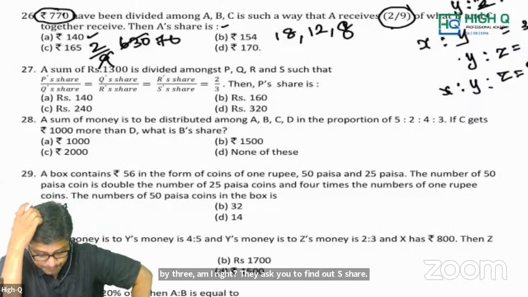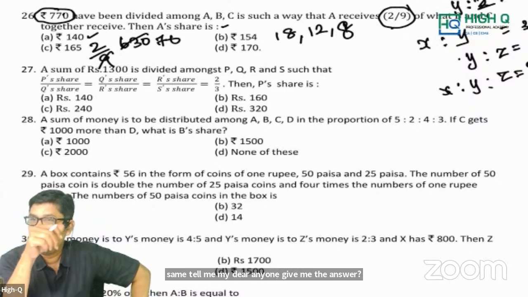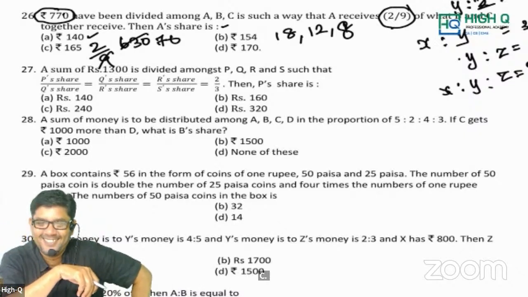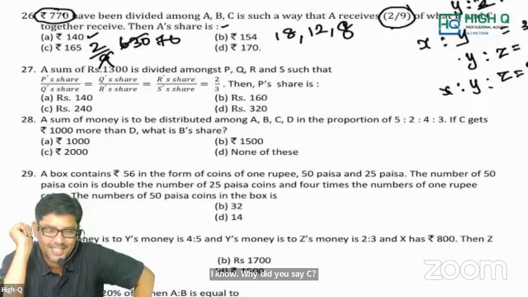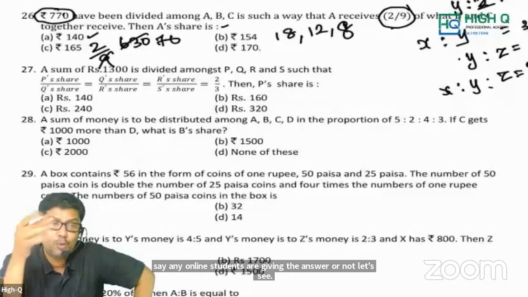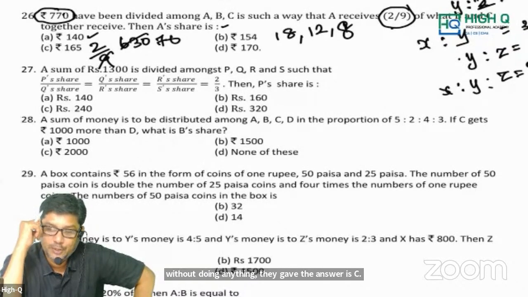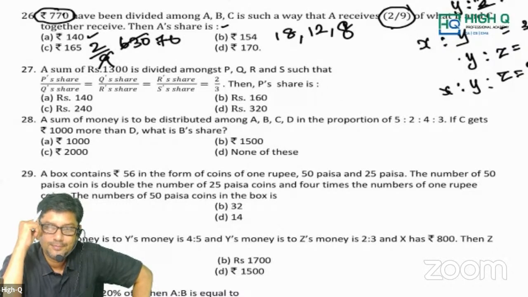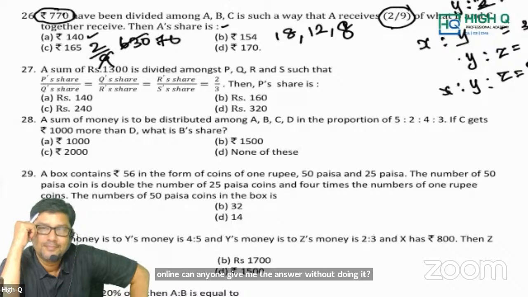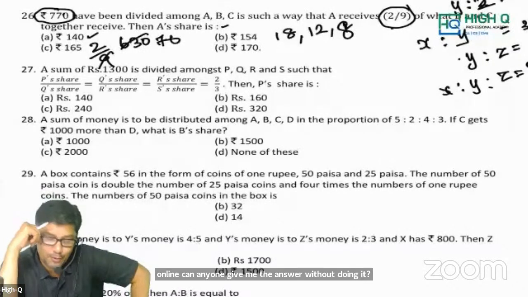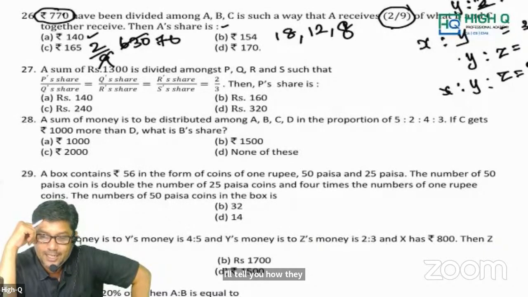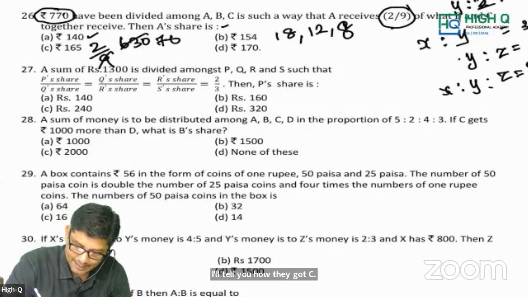Anyone give me the answer? C. I know how. Why did you say C? Let's see whether any online students are giving the answer or not. Here our offline students directly gave the answer as C, without doing anything. Online, can anyone give me the answer without doing it? I'll tell you how they got D, how they got C. Sir, why to waste our time, sir? Yes, share.